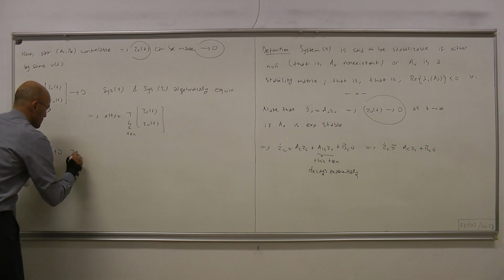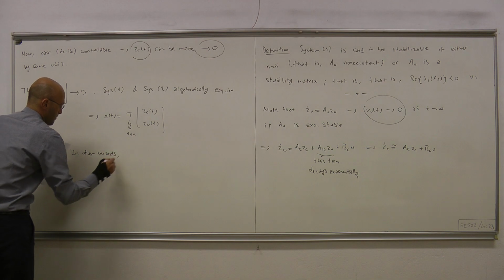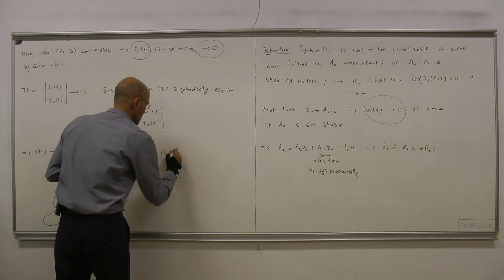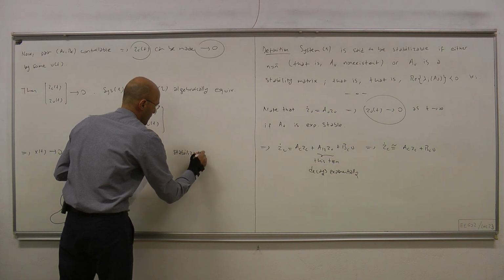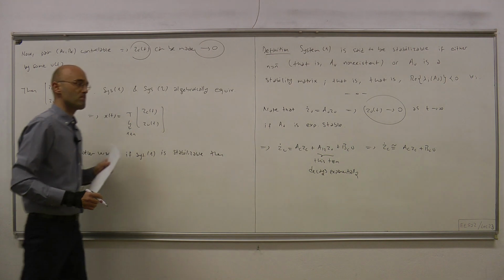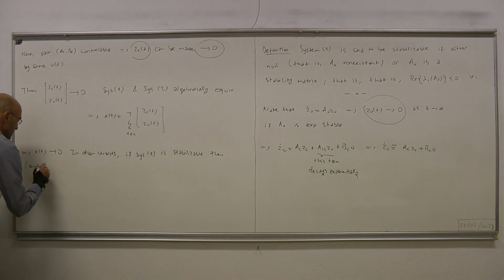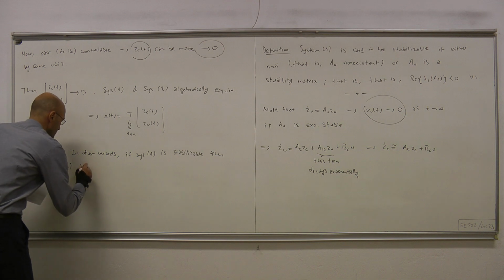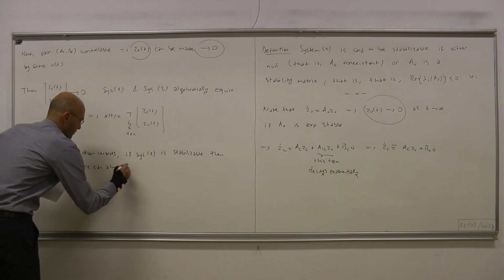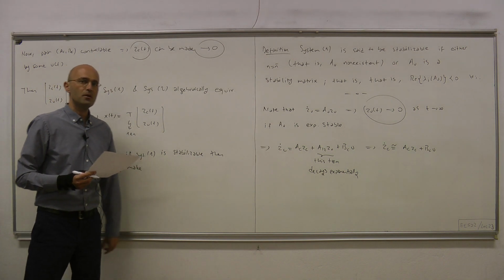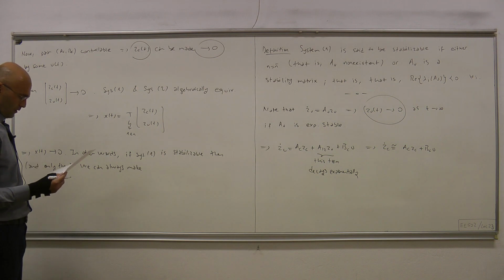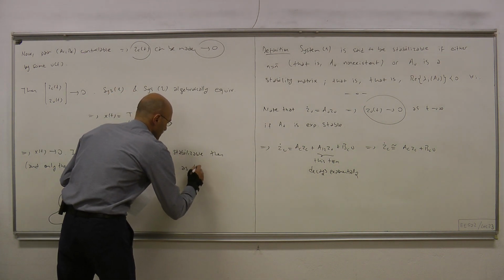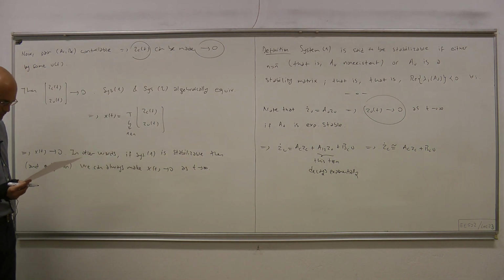Okay. In other words, if system 1 is stabilizable, okay, then, and it turns out then, and only then, it's a necessary and sufficient condition, we can always make, by some proper choice of input, the state converge to 0 as t goes to infinity. Okay.